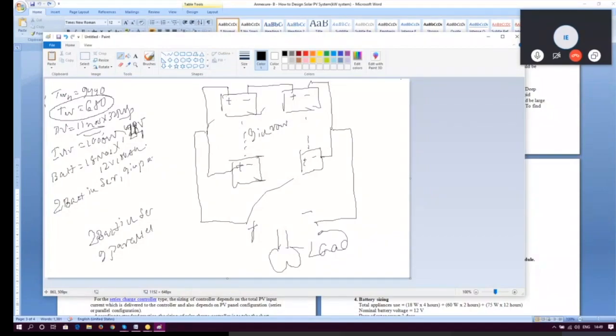This is the battery sizing we need to do.